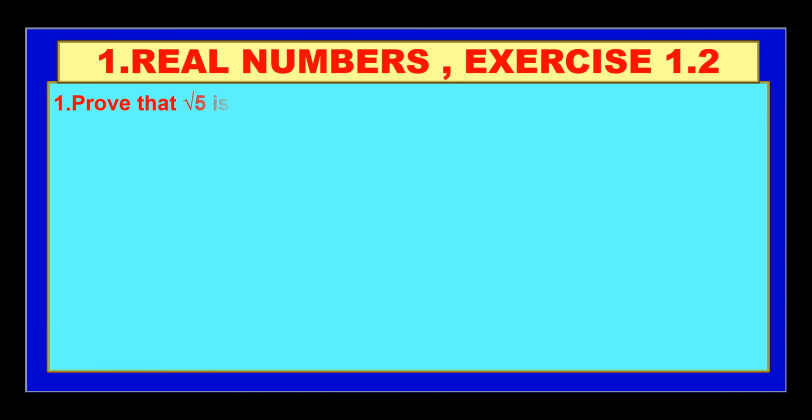Now let us look at question number 1. Prove that root 5 is an irrational number. I shall repeat. Prove that root 5 is an irrational number.